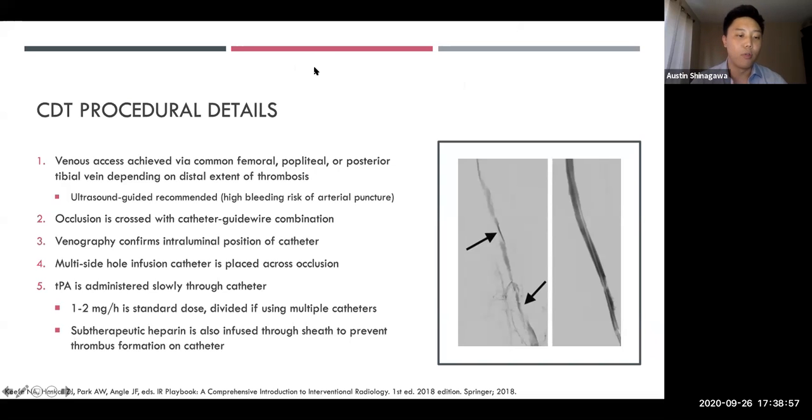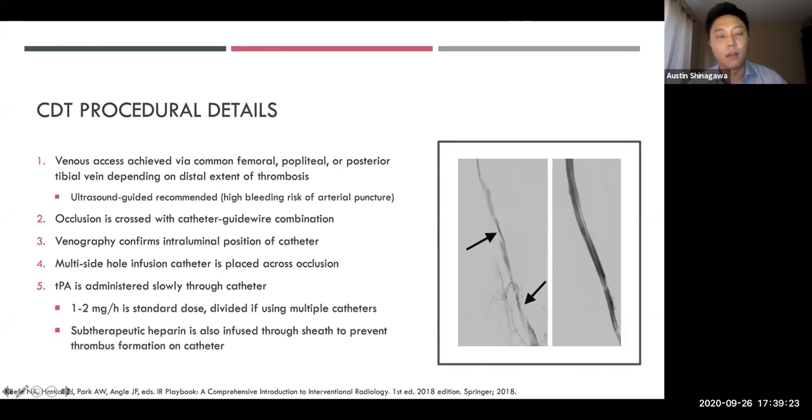that catheter. 1 to 2 milligrams or 0.01 milligrams per kilogram per hour is the standard dose, and then you can divide that if you're using multiple catheters. So if you're putting catheters in both legs, you would just take the standard dose and then divide it by 2. Subtherapeutic heparin can also be infused through the sheath to prevent clot formation on the catheter itself.